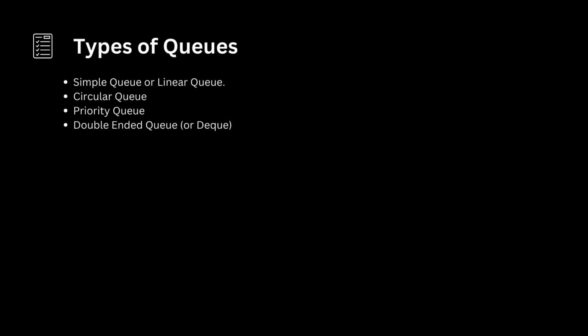Types of queues are simple queue or linear queue, circular queue, priority queue, double-ended queue or DQ. Let's discuss each of the types of queues. Simple queue or a linear queue.